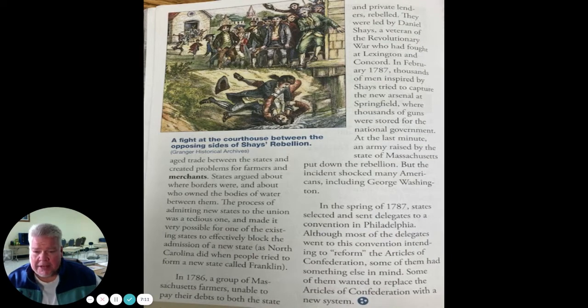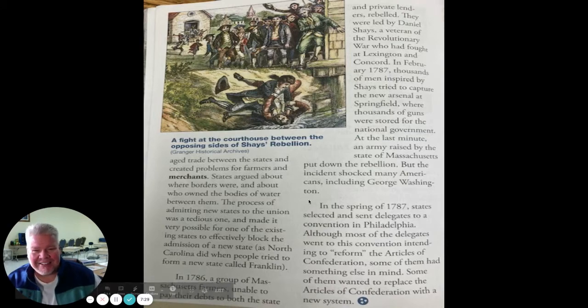The process of admitting new states to the Union was a tedious one, and it made it very possible for one of the existing states to effectively block the admission of a new state, as North Carolina did when people tried to form a new state called Franklin. That was what Tennessee was called at first.